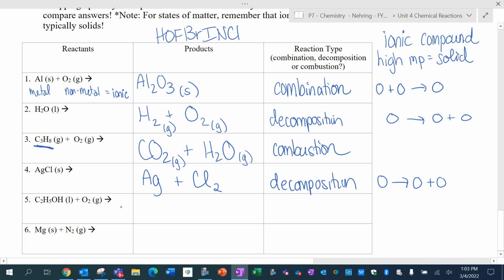And then this one is another combustion reaction, because I notice it's reacting with oxygen. So it's combustion, and the products are always going to be CO2 and H2O.